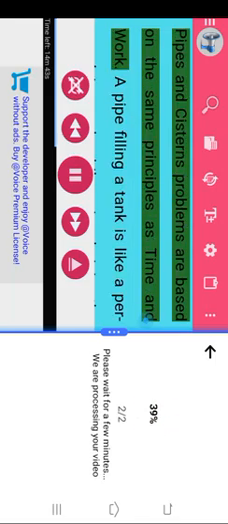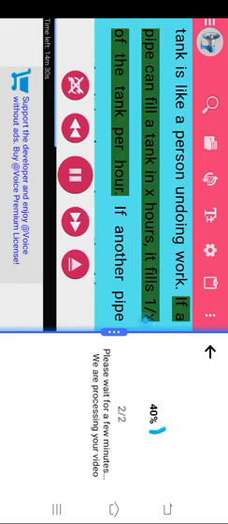Pipes and cisterns problems are based on the same principles as time and work. A pipe filling a tank is like a person doing work, while a pipe draining the tank is like a person undoing work. If a pipe can fill a tank in X hours, it fills 1/X of the tank per hour. If another pipe empties it in Y hours, it empties 1/Y per hour. When both are open, the net rate is 1/X minus 1/Y if the drain is strong.